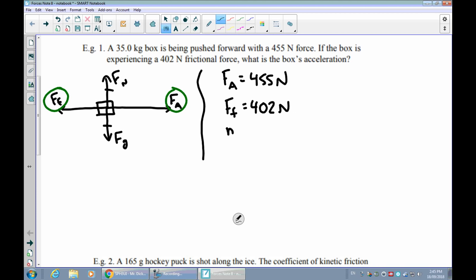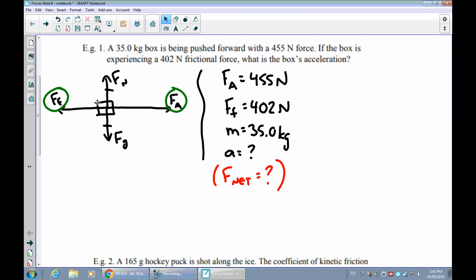We're told that the mass of the box is 35.0 kilograms, so we'll just keep that in mind and see where it could be useful. In the end, though, we're trying to find acceleration. But as we said, if we just know forces involved, the forces on their own don't tell us acceleration. So really what we're going to try and do first is find F net. That's not our long-term goal, but that's something we're going to need to find, and then we can use that information along with Newton's second law to find acceleration.